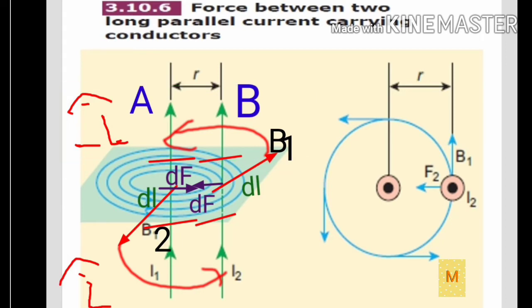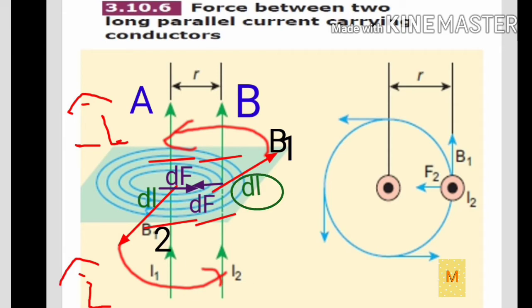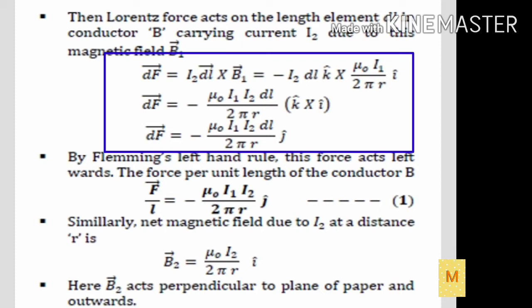Due to this magnetic field, the Lorentz force experienced by a smaller segment of length dl of conductor B, which is carrying current I2, can be written as dF vector = I2 dl vector × B1 vector. The right hand side can be replaced by the unit vectors k cap and i cap.